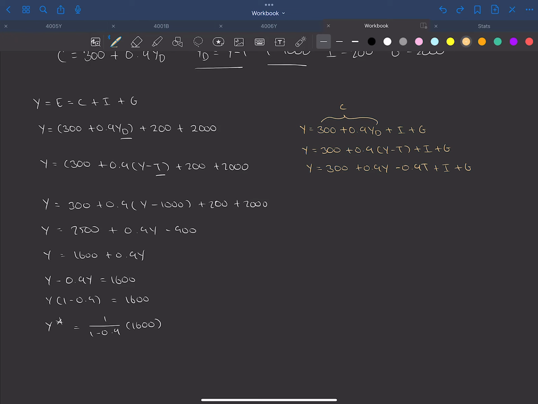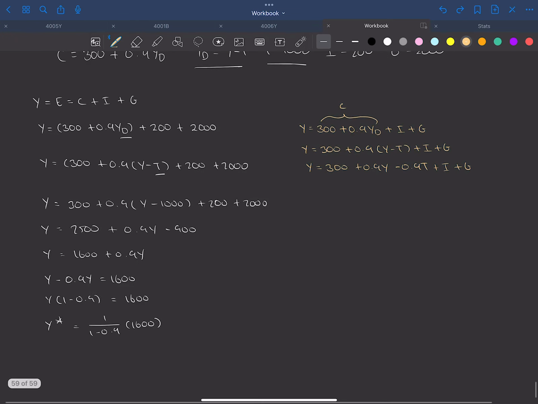But if it makes sense to you, then use this way. If it doesn't, then use the other way. It's probably easier as you go along. So again, we want to find y star, so we have to isolate y.